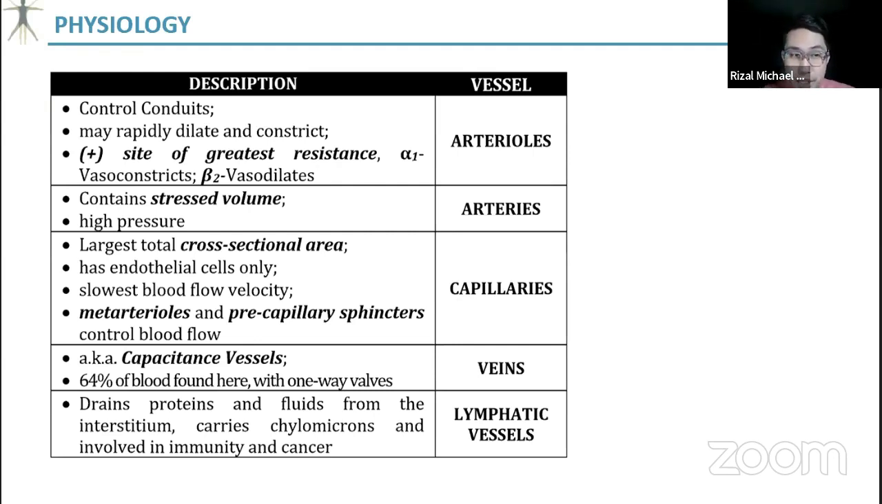Yung veins mo kasi ngayon, sila yung capacitance vessels kasi very thin-walled sila. So, they can contain most of the blood. So, actually around 64% based on this, based on our handout, right?